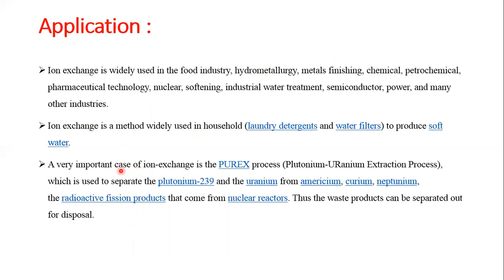But the most important use of ion exchange is the Purex process, which is the plutonium uranium extraction process. This process is used to separate plutonium and uranium from the remaining compounds like americium, curium, etc. It is a radioactive fission product that comes from the nuclear reactor. So the waste product can be separated out for disposal purposes.